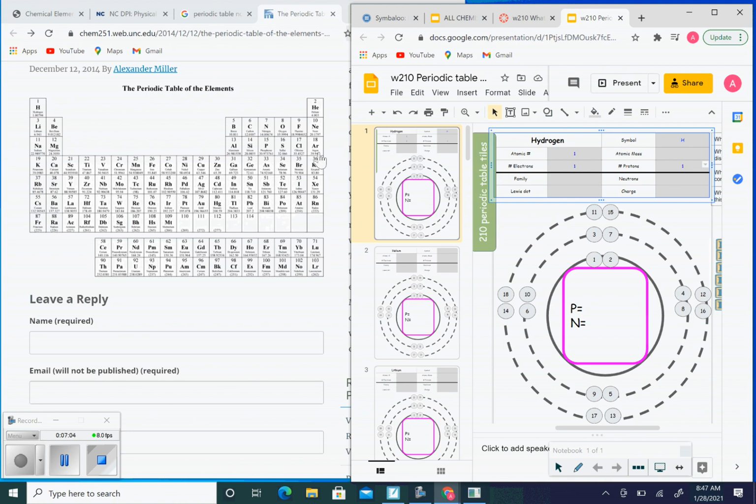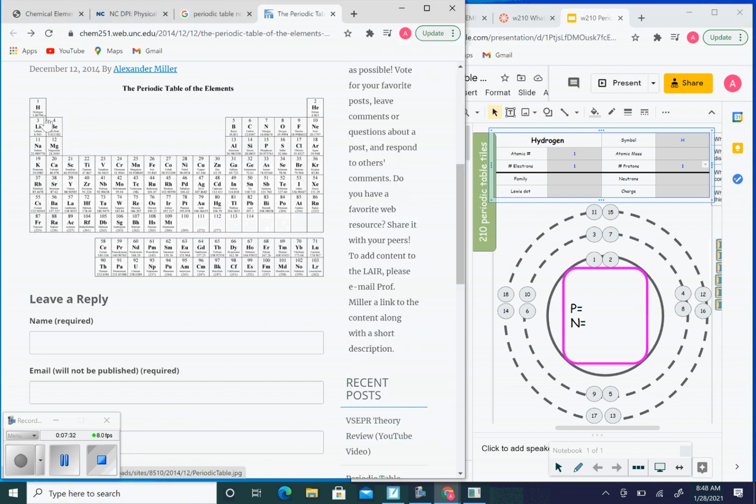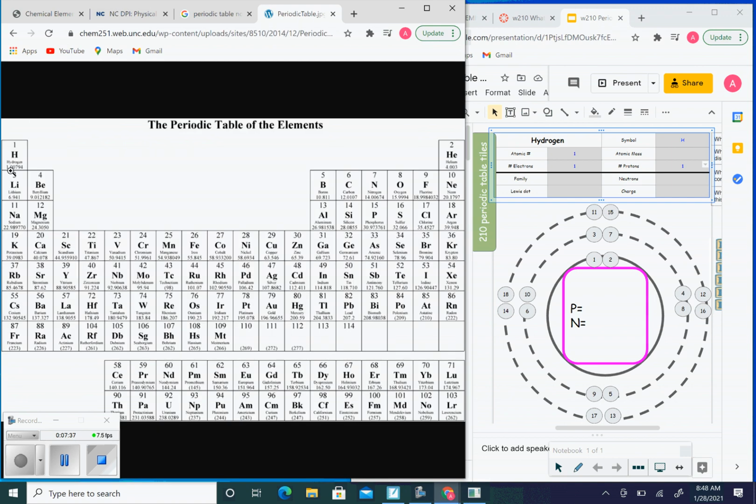Now, if we were looking at krypton right here, krypton's atomic number is 36. That means it's got 36 protons and 36 electrons. Gold right here, Au, has 79 protons and 79 electrons. Rubidium right here has 44 protons and 44 electrons. So they are always the same. The last number that you're going to be looking for is this big long number right here. This is called the atomic mass.